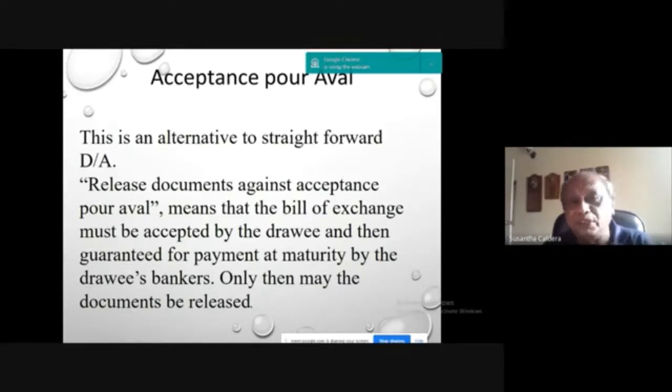When it comes to avalization, we say release documents against acceptance for aval. Release documents against acceptance for aval.